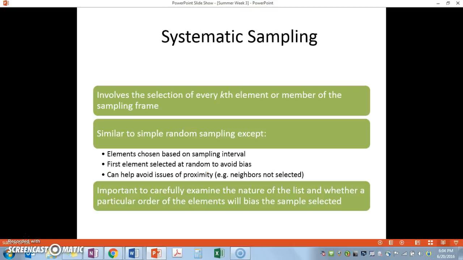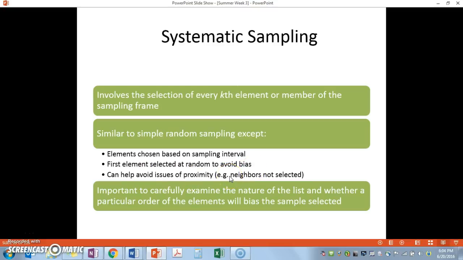Systematic is usually the every kth element. So this might be, I want to pick in a classroom every 10th person, or I want to pick in a movie theater every 3rd person sitting somewhere. The difference here is the sampling interval. So your interval is whatever, it's the 5th person, the 6th person, the 10th house, the 20th city.